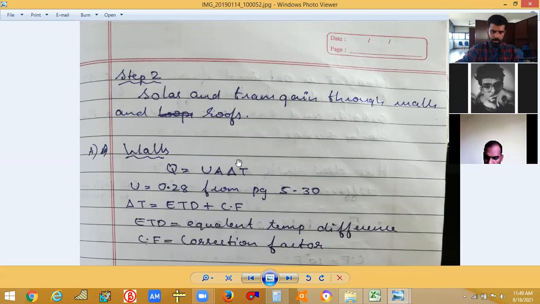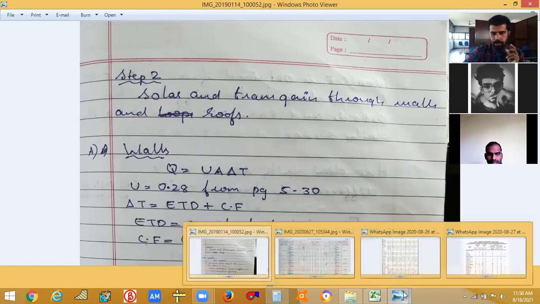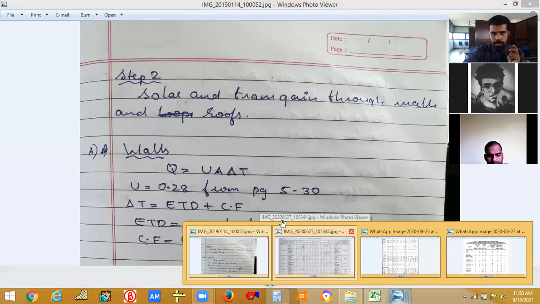The formula is the same, okay? Wherever you use it, the formula is the same: Q equals UA delta T. And in that you need the U value, you need the area, you need delta T. Okay? So the U value will be different and the delta T also will be different. Area you can calculate. Correct? So, solar and transmission gain through walls and roofs. First we are dealing with walls. The formula is Q equals UA delta T, in which U is equal to 0.28 from page number 5.30. I will show that. So there is a tabular column.